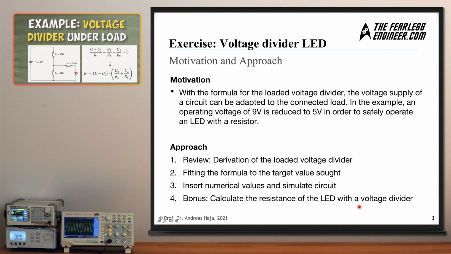We will calculate the resistance value of a light emitting diode, which is a nonlinear component, using the equation for the loaded voltage divider. This is not measurable by using a multimeter, the resistance of this light emitting diode. Also, it's subject to change because the current voltage characteristic is nonlinear in its nature. But by using the equation which we derive in the course of this video, we will be able to compute the resistance value of the light emitting diode.